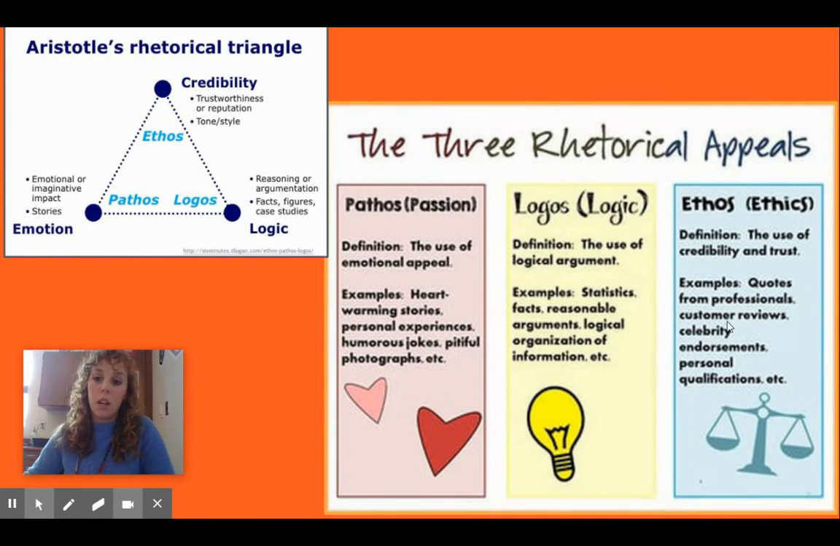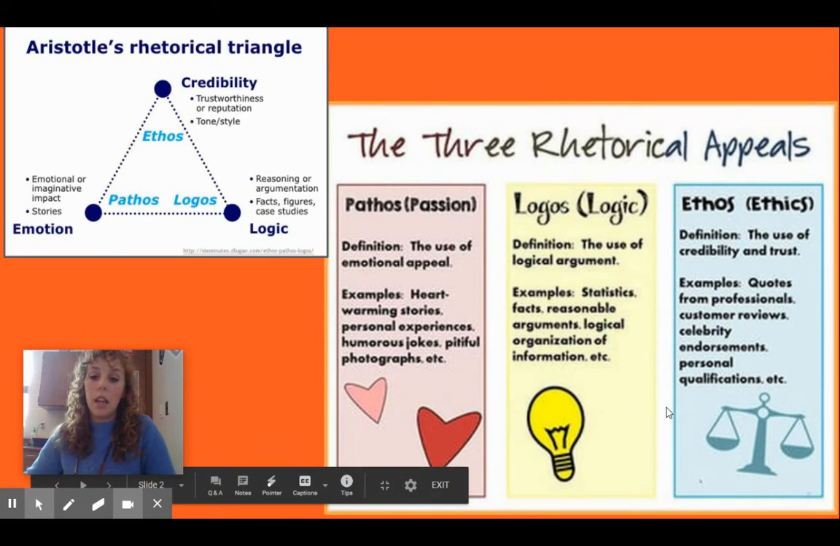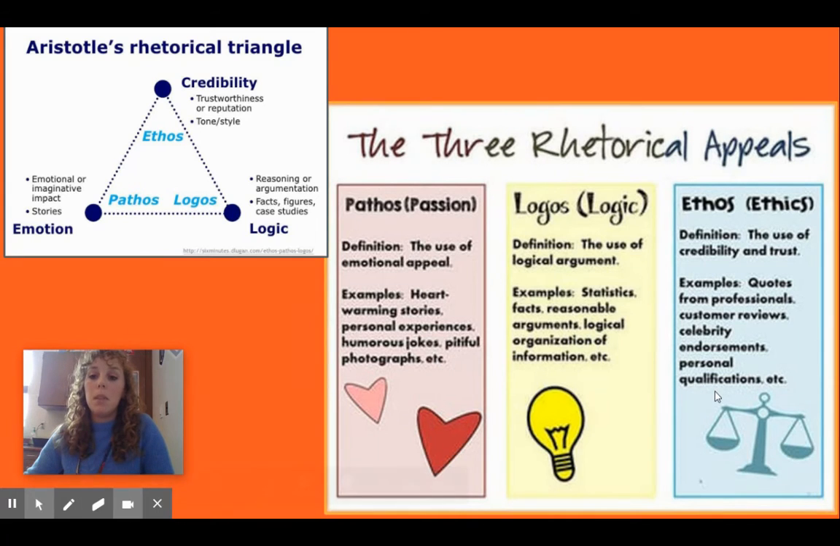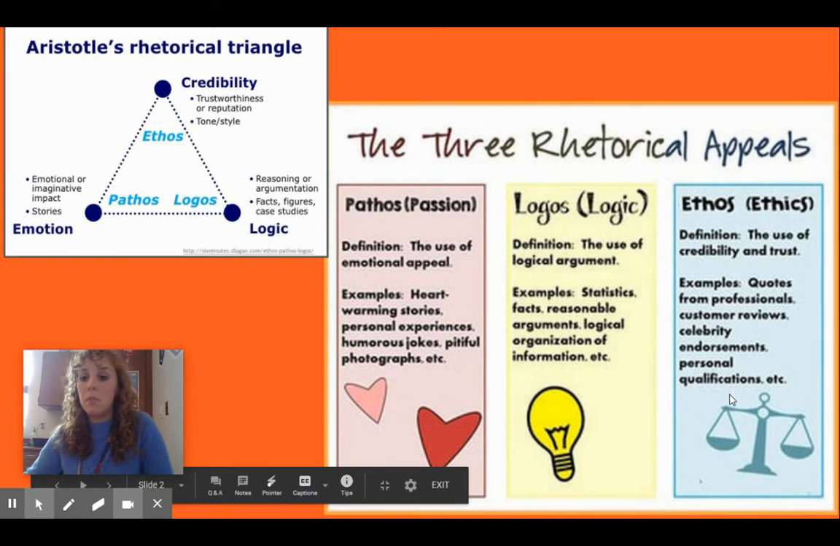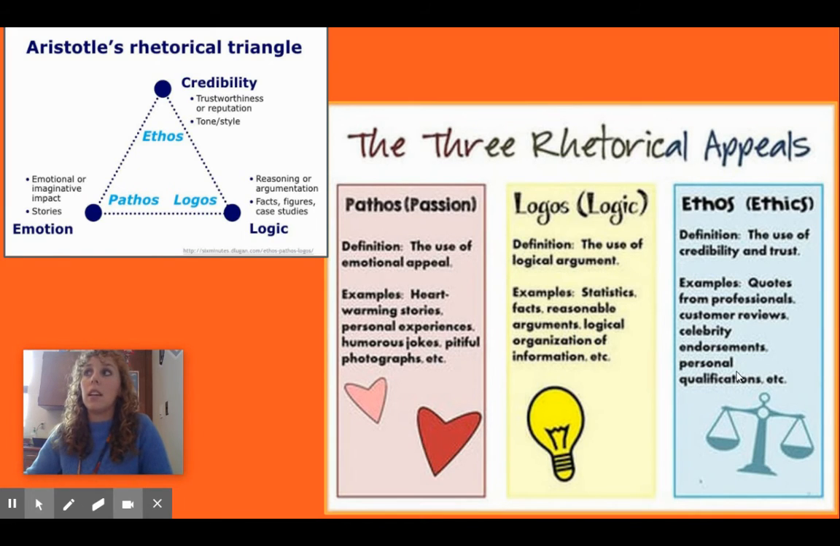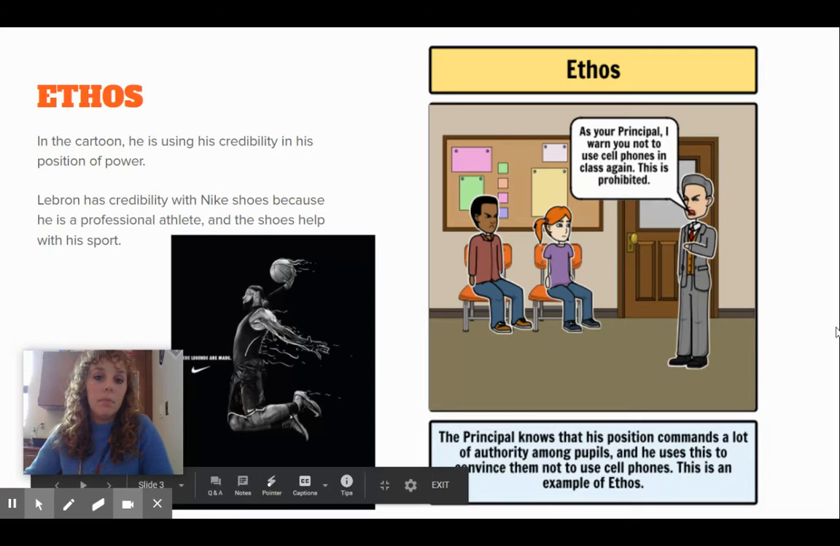So quotes from professionals, customer reviews, celebrity endorsements, personal qualifications. So it's like you personally are qualified to speak on that. So maybe a personal qualification would be somebody who lives on the coast, who has seen way more hurricanes and has seen the water levels go up because of global warming. Or maybe somebody who works at the North Pole or whatever, or Antarctica, who has seen the ice being melted. So things like that. So here's some more examples of some ethos.